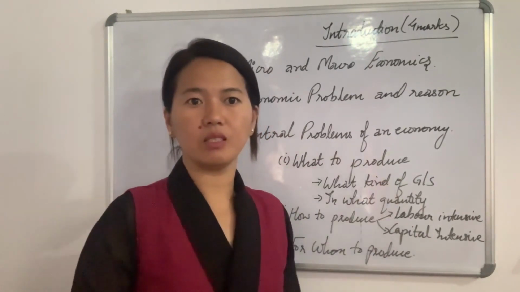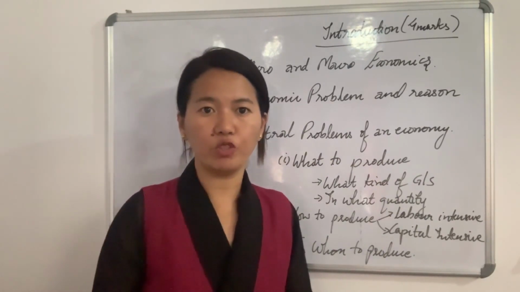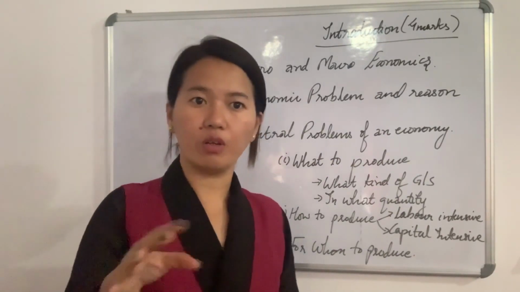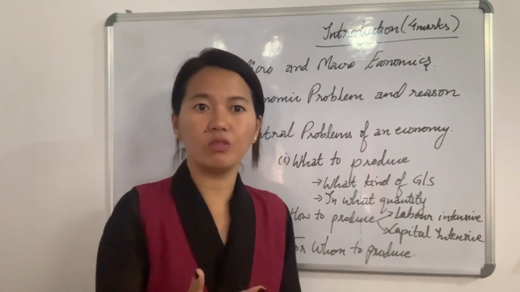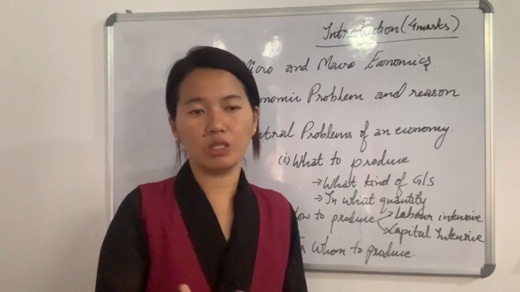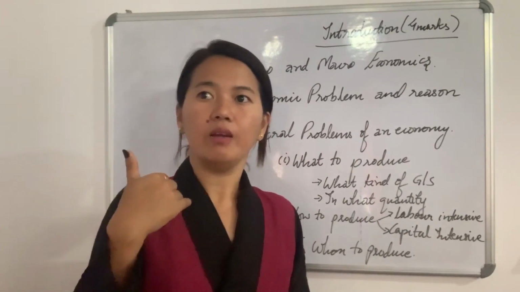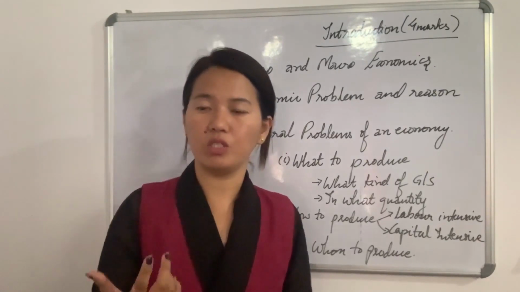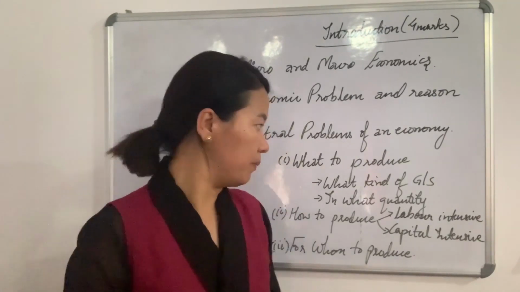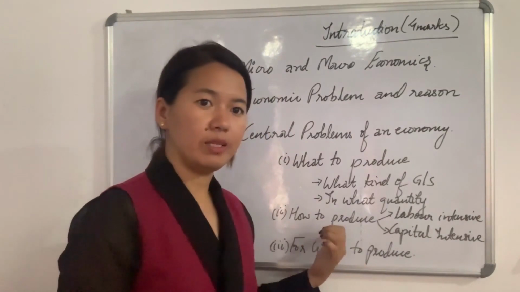For this first central problem is the problem of what to produce, whether to produce for consumer goods or capital goods, or whether to produce for luxurious goods or necessity goods. Luxurious goods is for the rich people, like air conditioner, cars, etc., and the necessity goods are like food grains, etc. And the second central problem is how to produce.